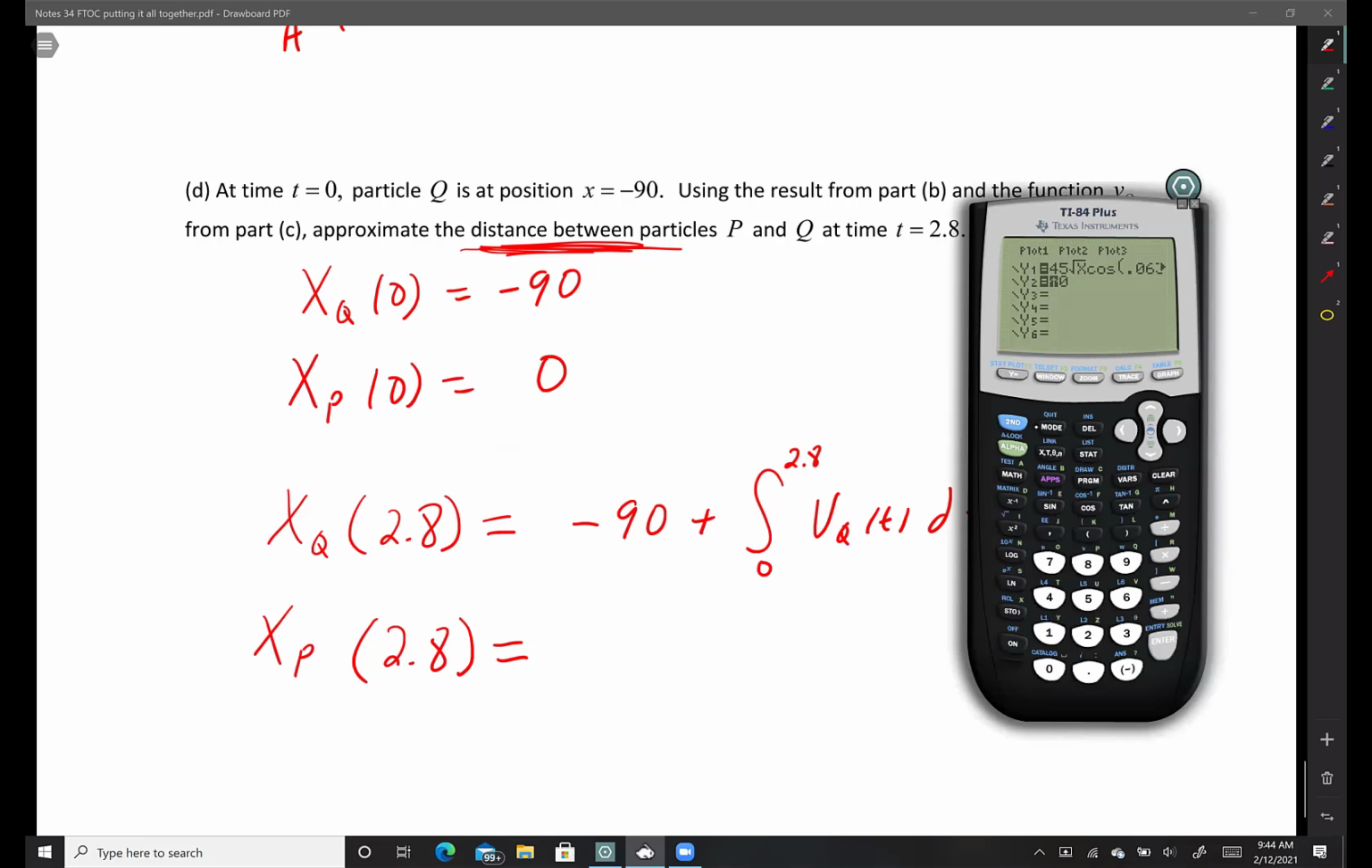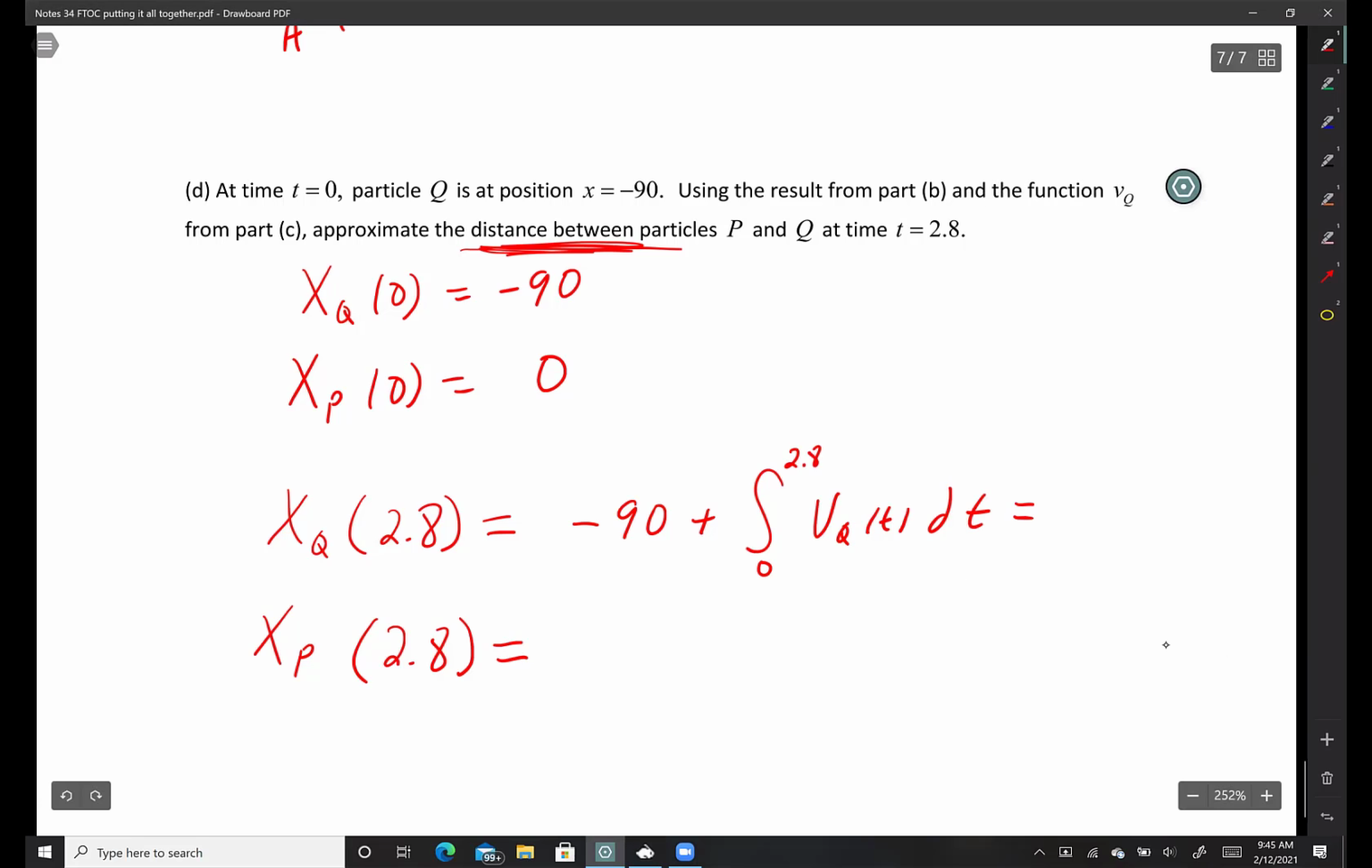All right, here it is, guys. Here's my little calculator. I'm going to type negative 90 plus, and then math number 9. And then I'm going to go from 0, not from A this time, from 0, all the way to 2.8. I already have it in my Y1, so alpha trace Y1 dx. Enter. It's thinking. It's fine for it to think. There it is, guys: 45.9376. Did you get the same thing?